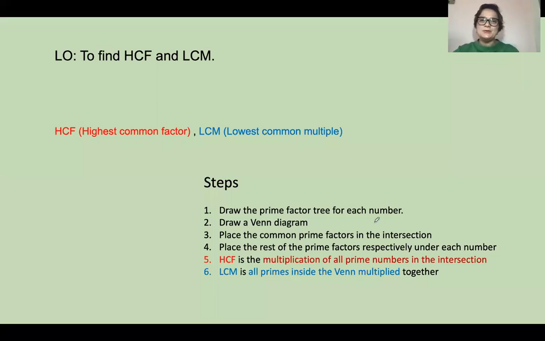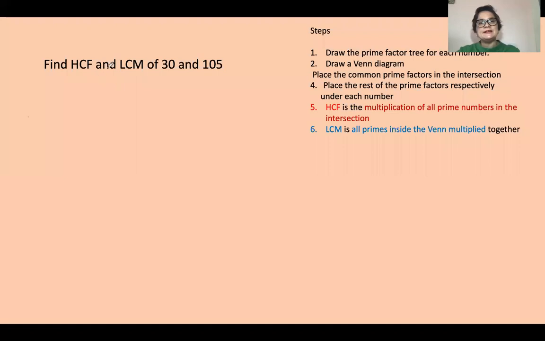Hello, today we are going to learn how to find highest common factor and lowest common multiple of numbers, following the steps. So here you have two different numbers. You have number 30 and number 105. Step number 1 says, draw the prime factor tree for each of them.